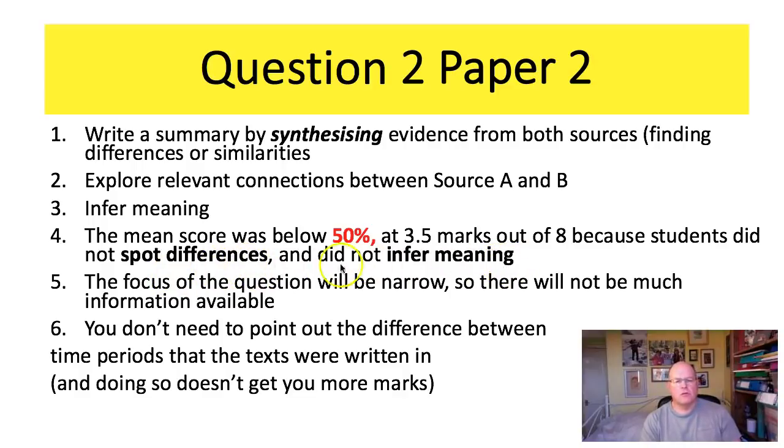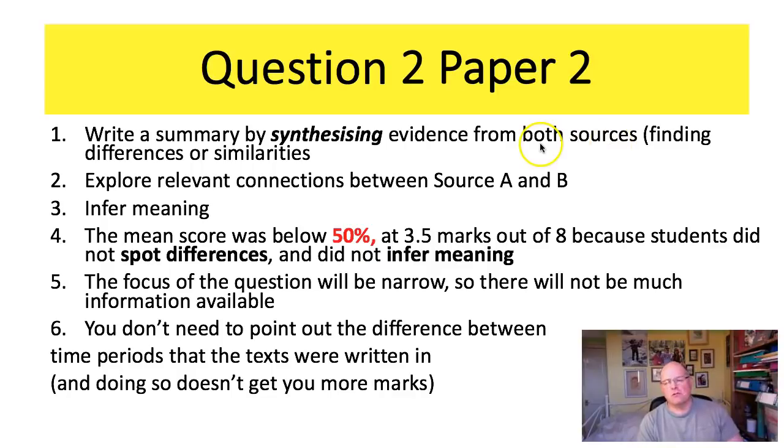We'll look at what those 2 things mean in a minute, but what it really means for you is this is the hardest question in the exam. It's the one that students do least well on. They get 50% of the marks or below. So why is this so difficult? Let's go back up to number 1 and see what the problems are. Write a summary by synthesizing evidence from both sources.